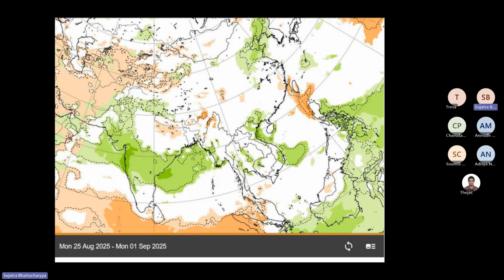Now this is 21st August, 1st September. Okay, it moves further north. So this is the prediction of ECMWF. We will see over the next month whether this is coming true.